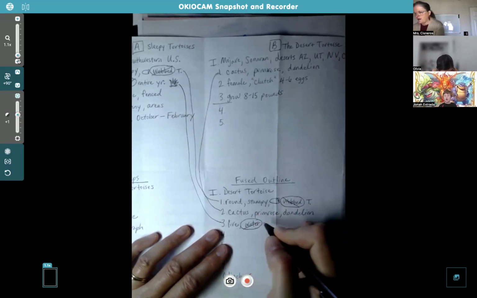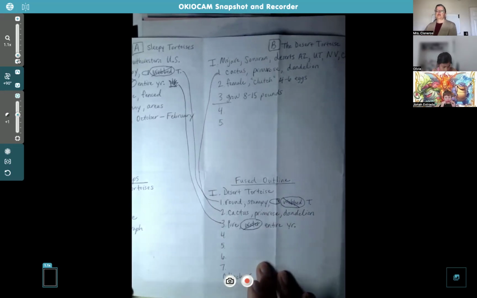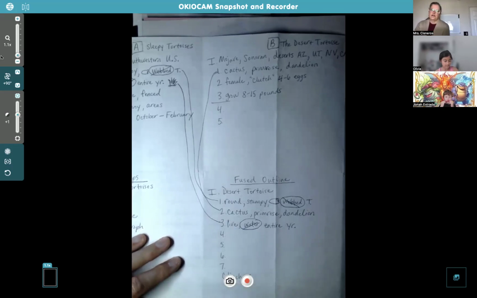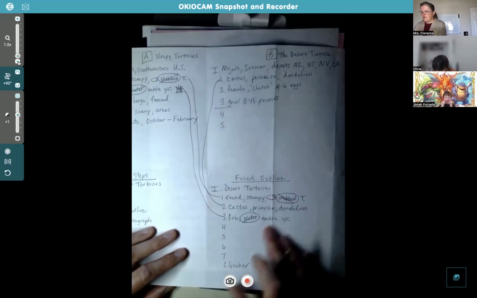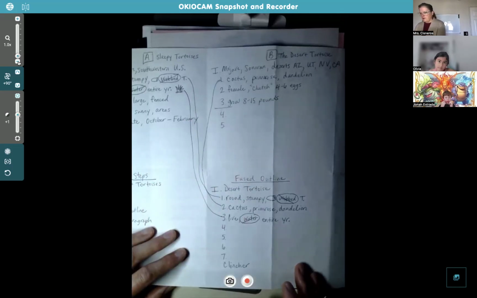I'm copying the fact right here. Entire year. Does this make sense, Olivia? Do you understand what we're doing right here? Good. Okay. Because what we're doing is taking from both and we're fusing it together. So this fused outline is going to have from both.